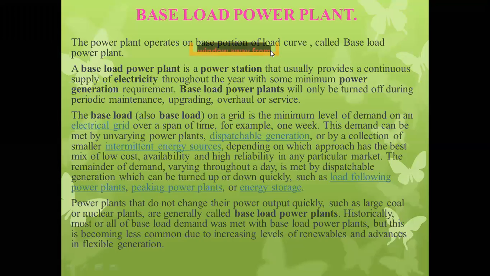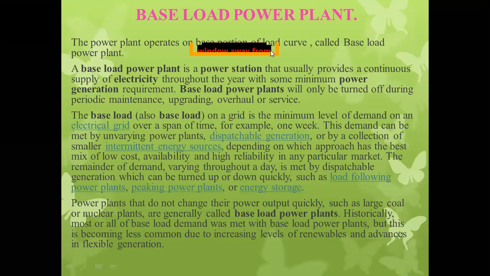So I will summarize it once again. It should have unvarying power output supply. It should be highly reliable. And it should not change its power output quickly. Whenever there is any fault or any problem in the system, at that condition a base load power plant should not change its power output quickly, because the base load on the system is nothing but the constant or continuous load coming on the power plant.